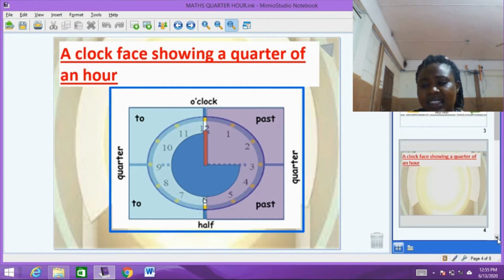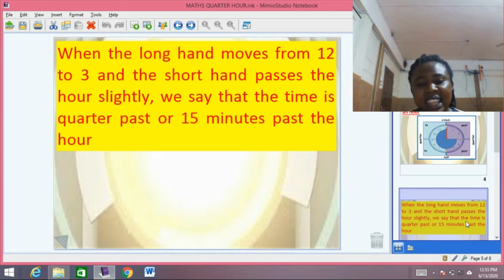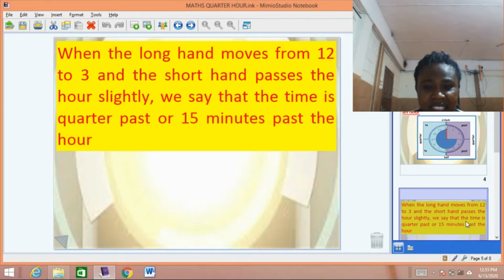Let's look at this exercise. When the long hand moves from 12 to 3, that's the minute hand. The short hand represents the hour hand. The long hand represents the minute hand. When the long hand moves from 12 to 3 and the short hand passes the hour slightly, we say that the time is quarter past or 15 minutes past the hour.